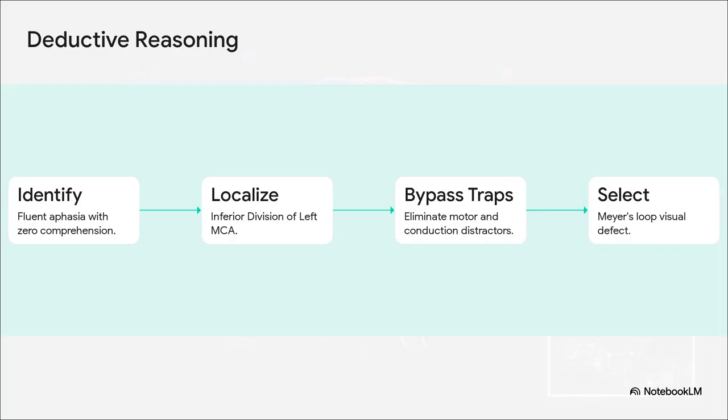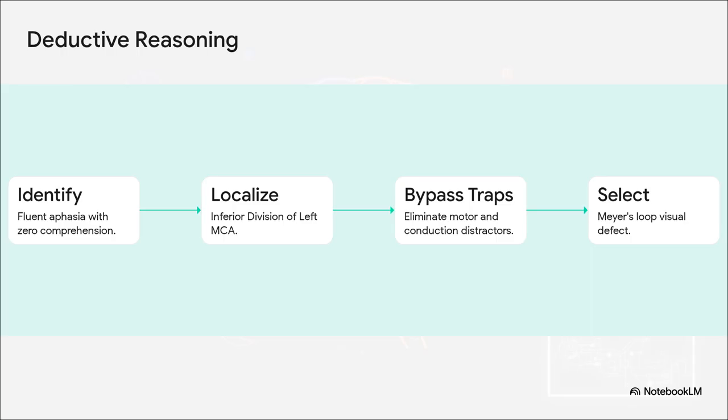Through exhaustive deduction, let's break it down. Step 1. You recognize the Wernicke's aphasia based on fluent nonsense and 0 comprehension. Step 2. You localize this strictly to an inferior division left MCA stroke. Step 3. You immediately eliminate choice A and choice B. Right-sided hemiparesis and ipsilateral eye deviation are markers of a superior division stroke or Broca's.